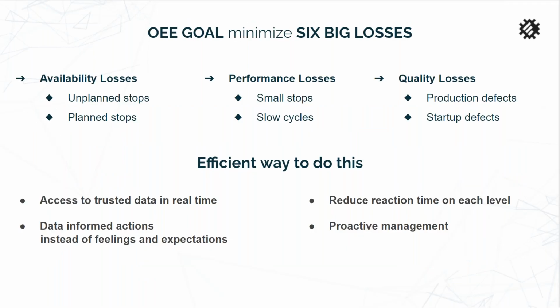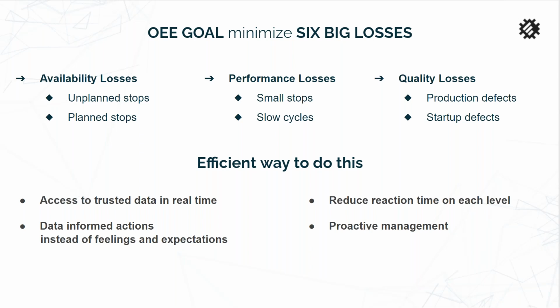So here is the action plan: what we should monitor, and how we can monitor that automatically with sensors. Here we should monitor the availability losses, unplanned stop and planned stop. We should monitor the performance losses, check the slow cycles and small stops, and monitor the quality losses, find out more about the percentage of production defects and startup defects. And also it will be good for us to find out the dynamics and correlations between some metrics.